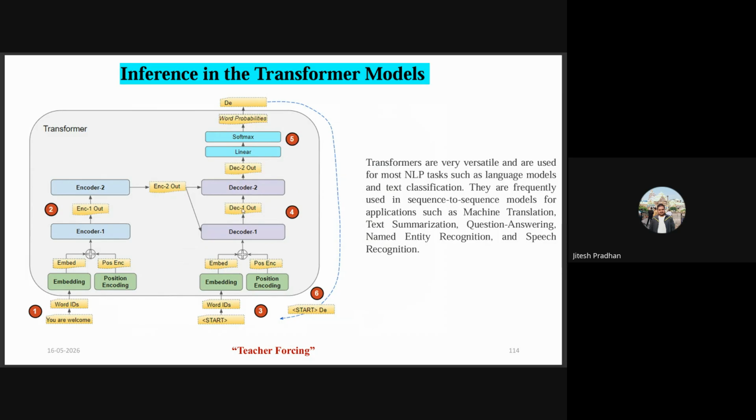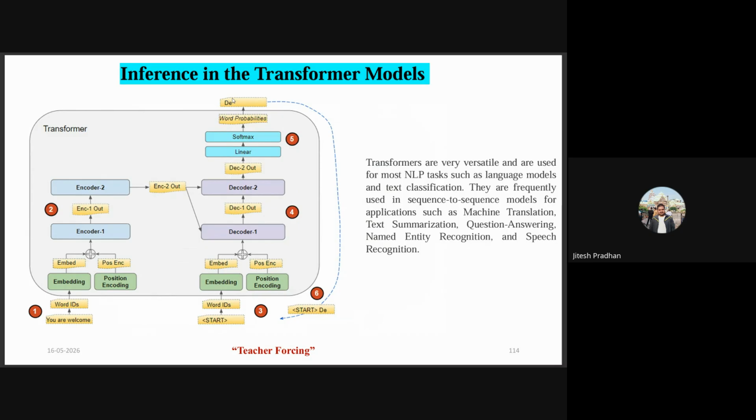Then decoder 1 will give some output. That output, along with the encoded output, will be given to decoder 2. Then there will be a linear layer, sequential layers, and a softmax layer, and it will generate word probabilities. In the fifth step, the linear layer and the softmax, these two are called output layers. They convert the word probabilities and produce an output word.